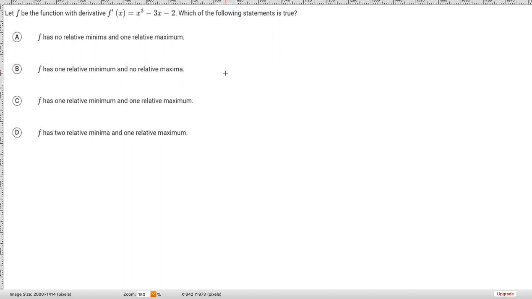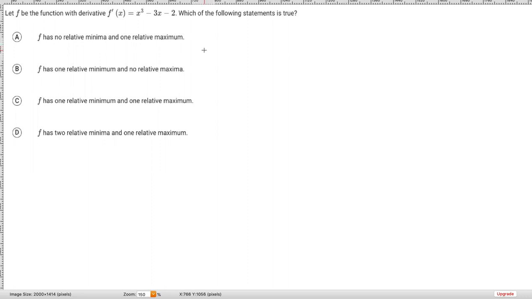Like this, what we have here is some function f, and they give us the derivative of this function. Now, they want us to determine, using the given derivative, which of the following statements is true, and it's just talking about relative minima and relative maxima.